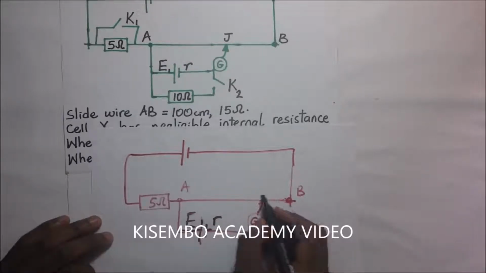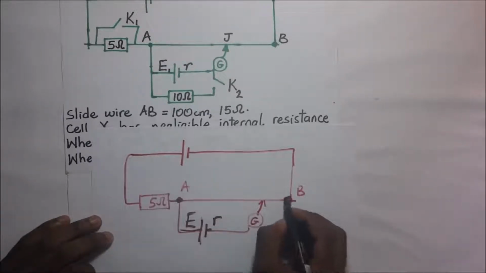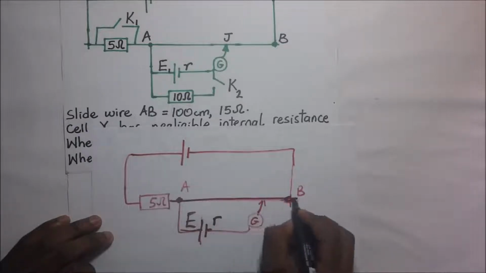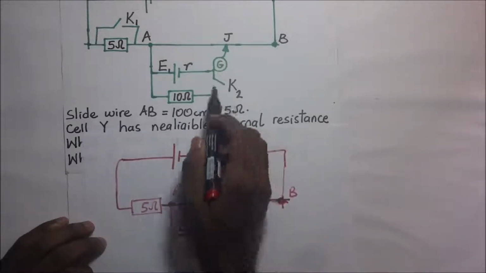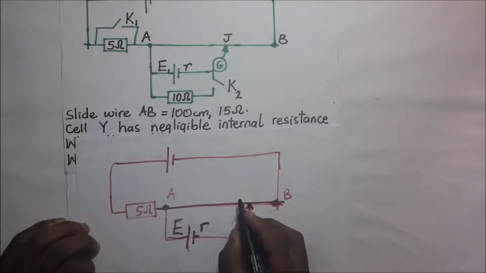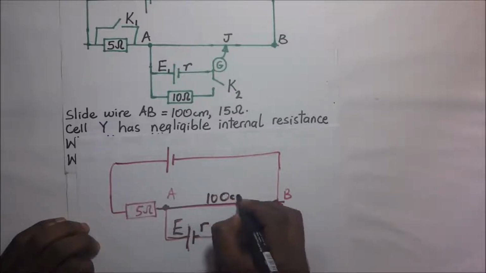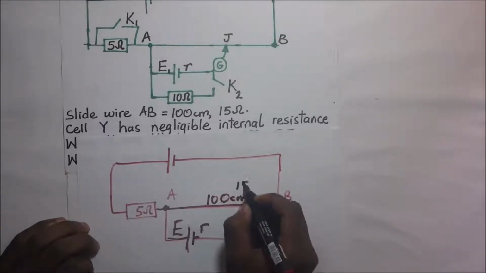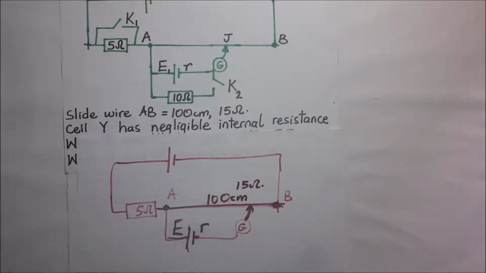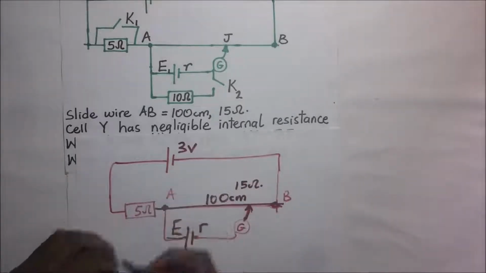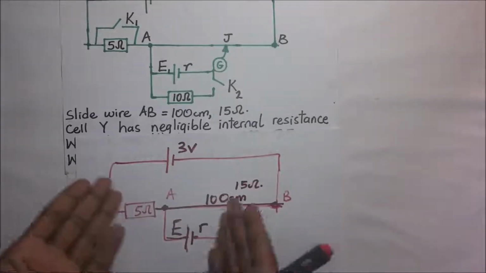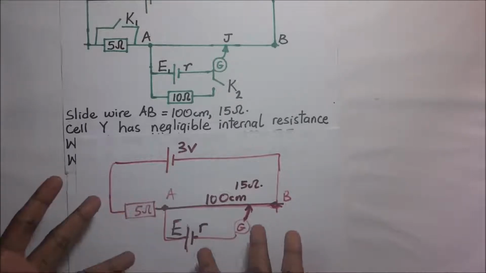And so we have this slide wire AB that is 100 centimeters long, and it has a resistance of 15 ohms, and then we have this 3-volt cell in the primary circuit. So this is exactly the correct interpretation.